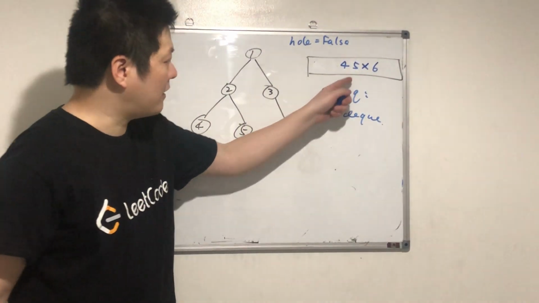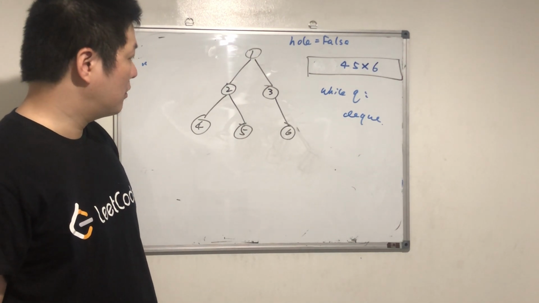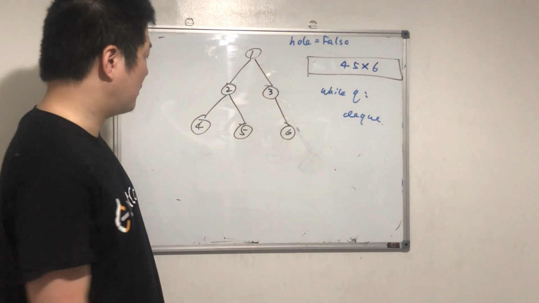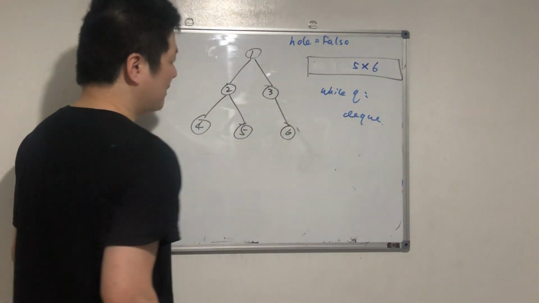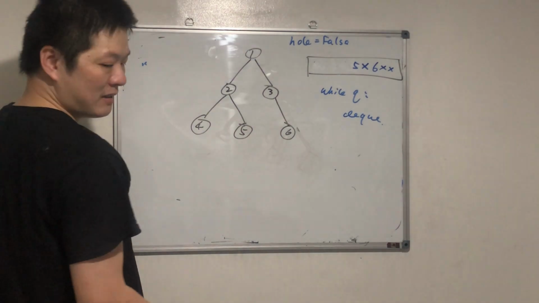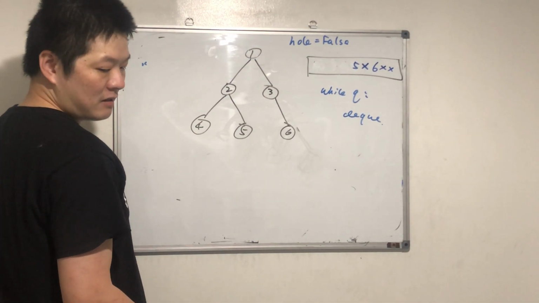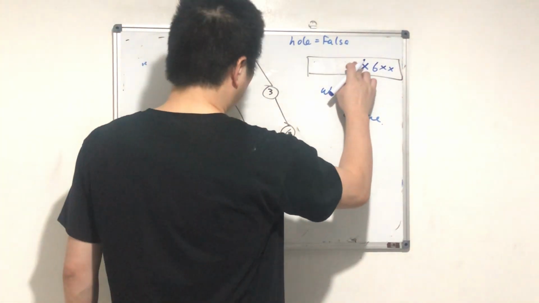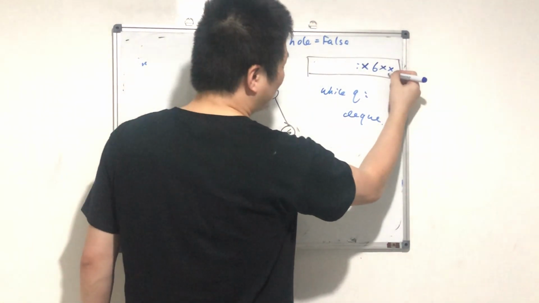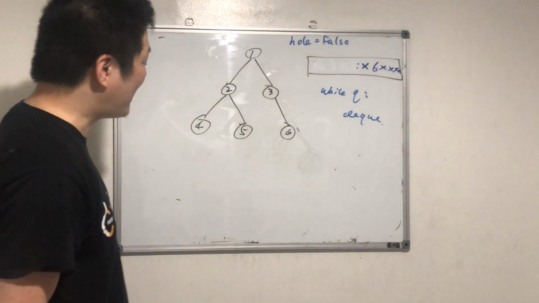Push the 6 in, and look, what's next to take out? 4. Okay, what are its kids? Nothing, so I push nothing in. And then what's the next one? 5. And then also pushing two nothings in, a hole, yeah?